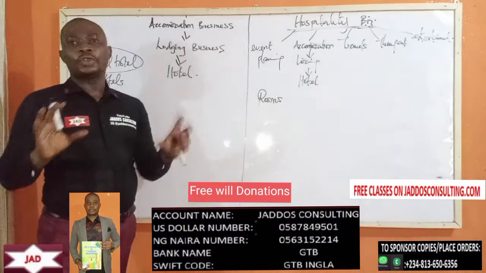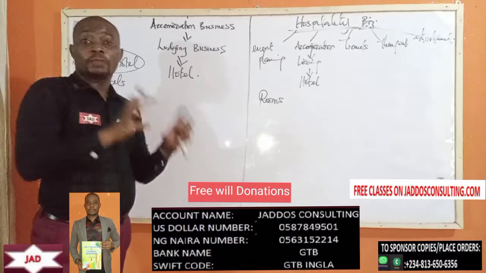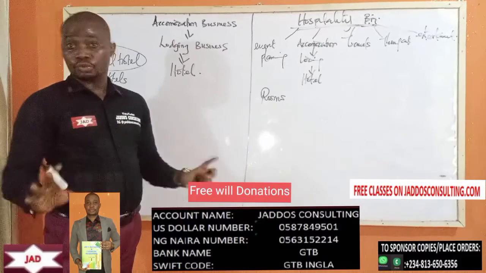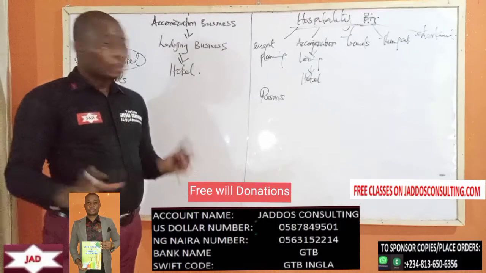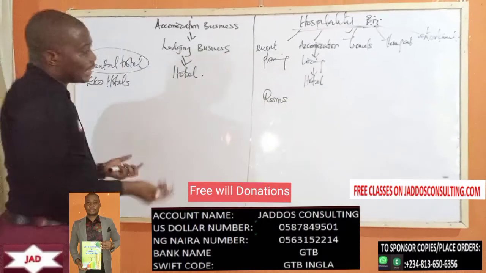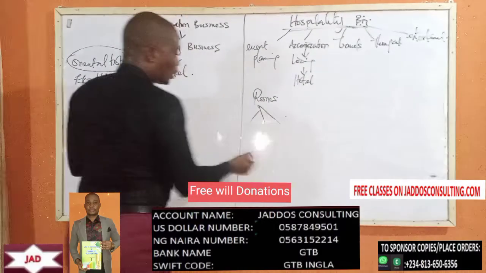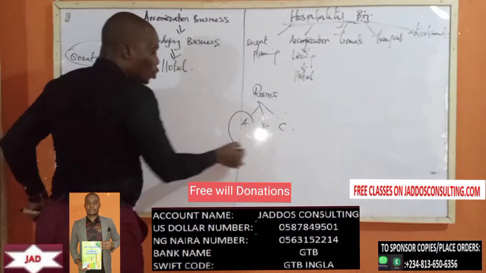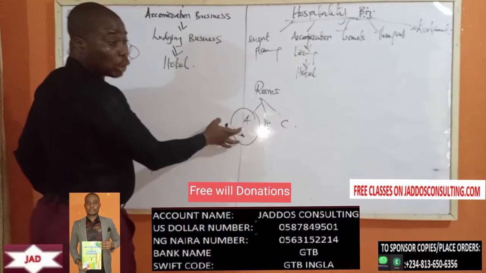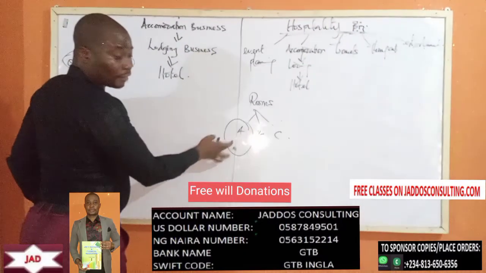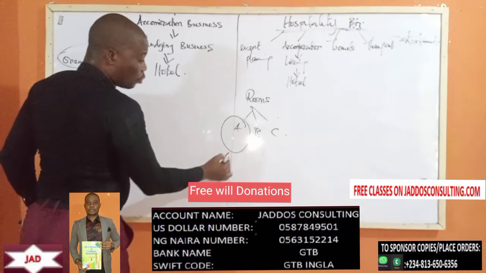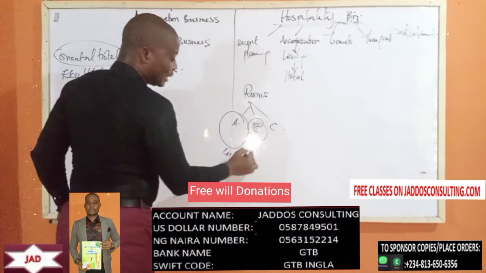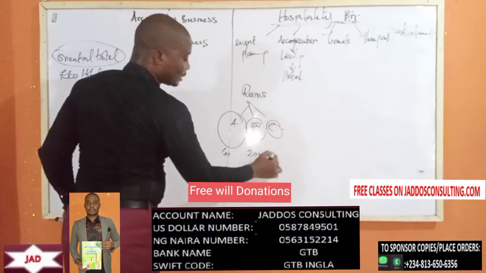So it depends on the model that the owners of the hotel want to use. Okay, so for the sake of argument, let's say room A, room B, room C. If you want to book room A, it comes at a fee. Room A can come at, let's say, 1 million. Room B can come at, let's say, 2 million. Room C can come at, let's say, 3 million.